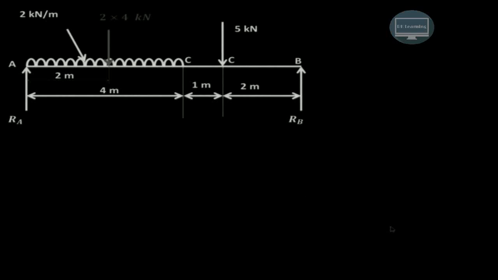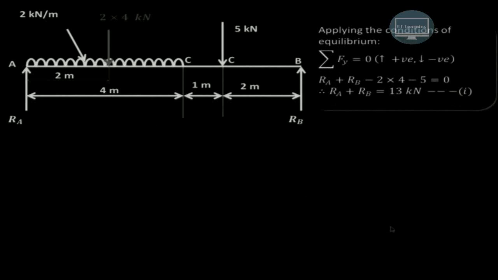Now we'll apply the conditions of equilibrium. The first condition of equilibrium is that the summation of the forces in y direction is equal to 0, assuming that the upward force is positive and downward force is negative. So Ra is acting in the upward direction, Rb is also acting in the upward direction, 2 into 4 kN, that is the UDL load, is acting in the downward direction, and this 5 kN is also acting in the downward direction. So Ra plus Rb minus these two loads, they are negative because they are acting in the negative direction. So therefore Ra plus Rb is equal to 13 kN.